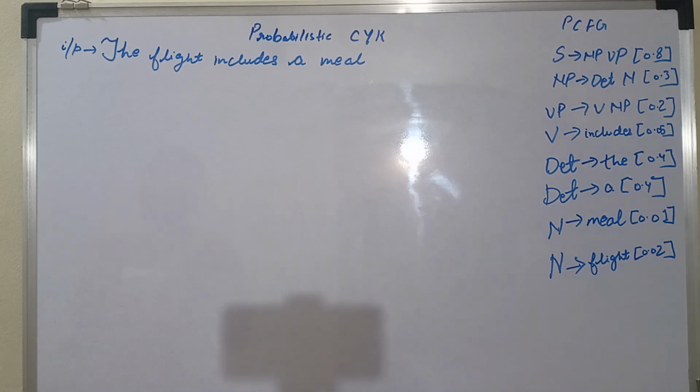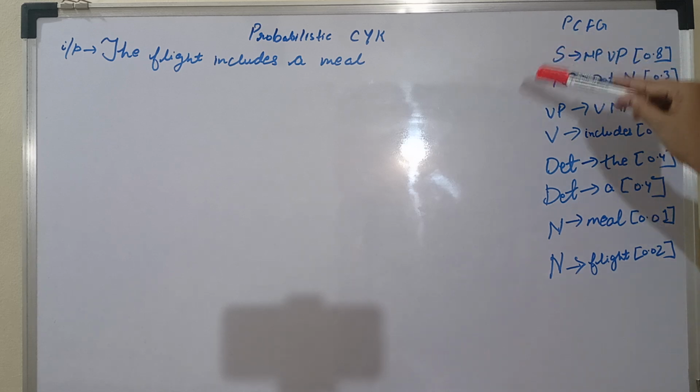So till now we talked about CYK algorithm. In this video we'll talk about probabilistic CYK algorithm. The difference between probabilistic CYK and normal CYK is that the CYK algorithm uses CFG and probabilistic CYK algorithm uses PCFG. So the rules are like it must be a CFG, context free grammar, but there is some probability associated with each of the production rules.